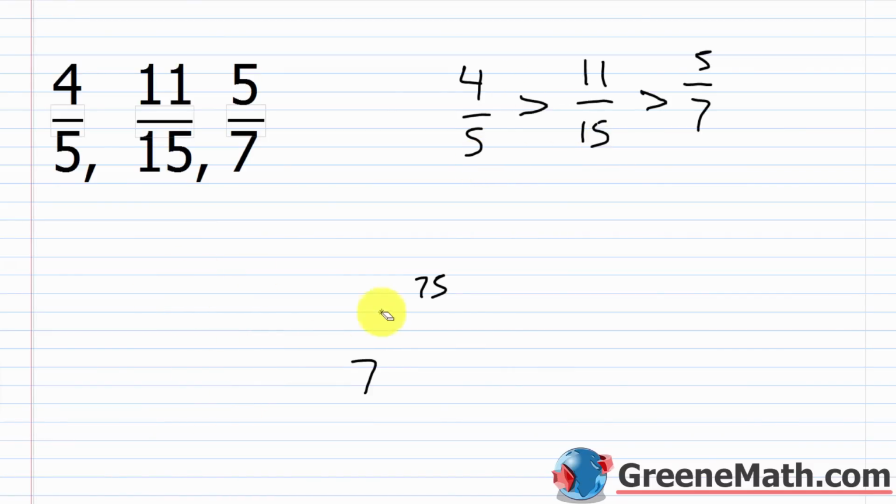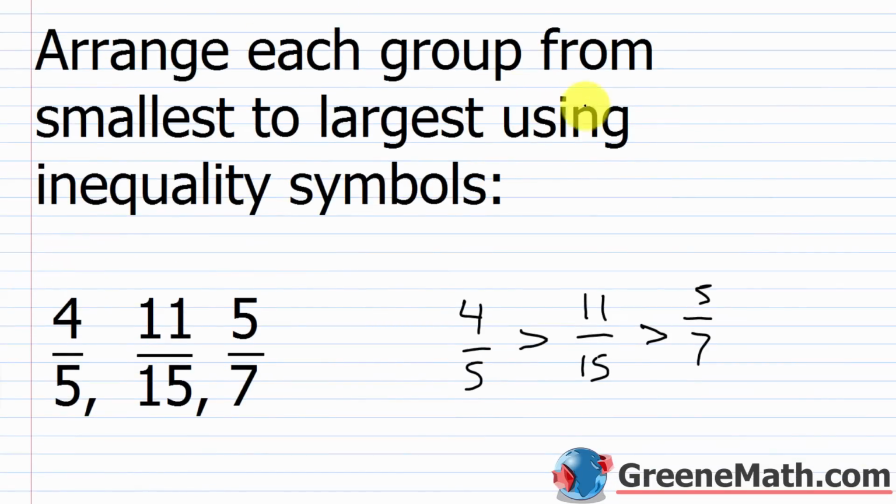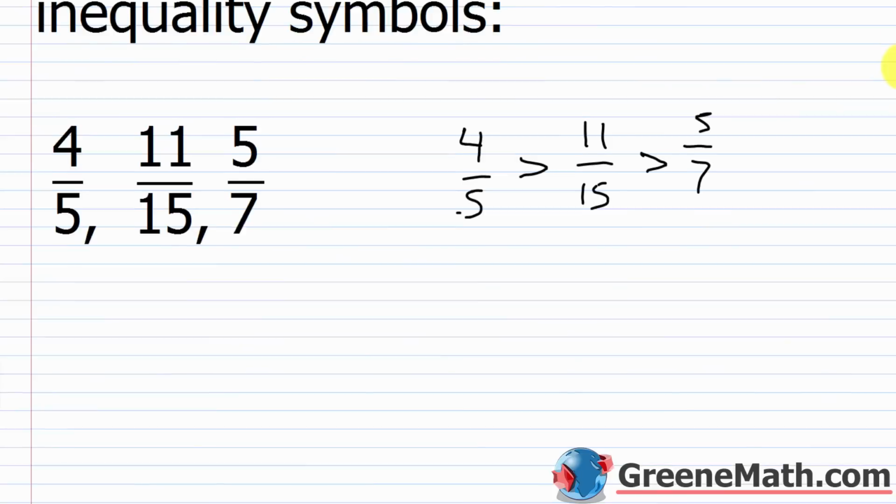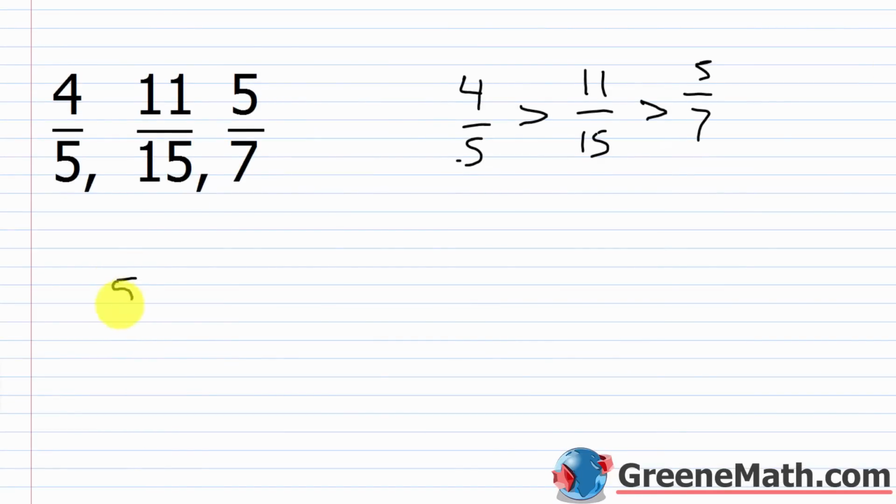Now it told us in the directions that we wanted to arrange each group from smallest to largest using inequality symbols. We don't have that here. We have largest to smallest. So we just need to flip it around and say that 5/7 is less than 11/15, which is less than 4/5.